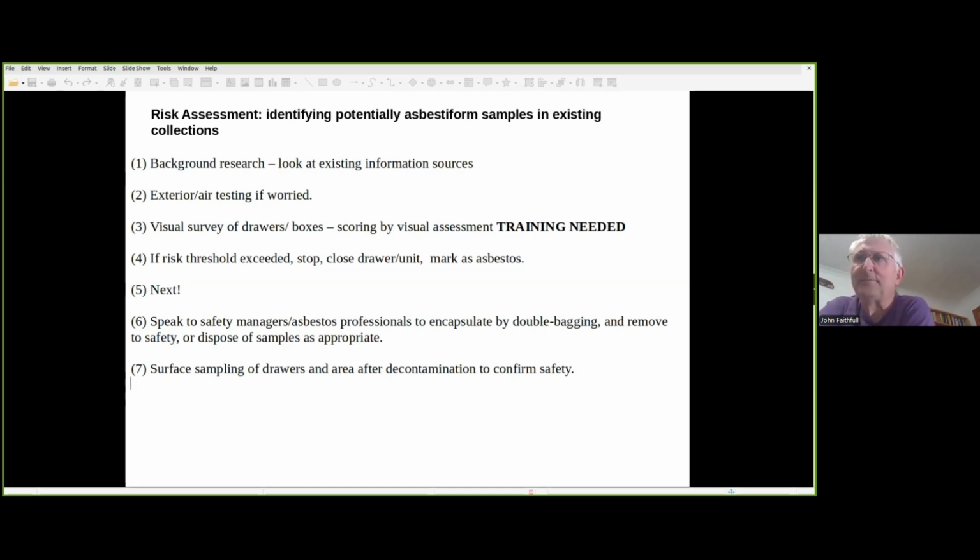And as I say, I did some lab work with an asbestos lab, and produced a scoring matrix for doing that. It requires some mineralogical training or petrological expertise, and we'll come to that a wee bit later. But it is possible to do that.